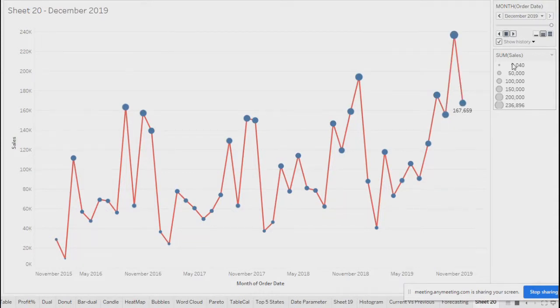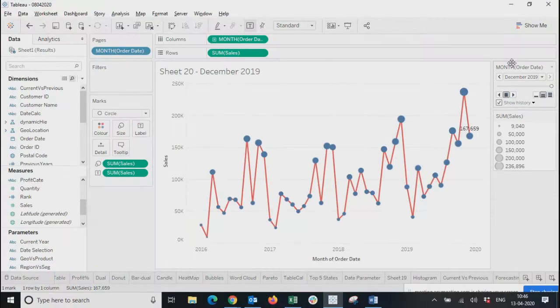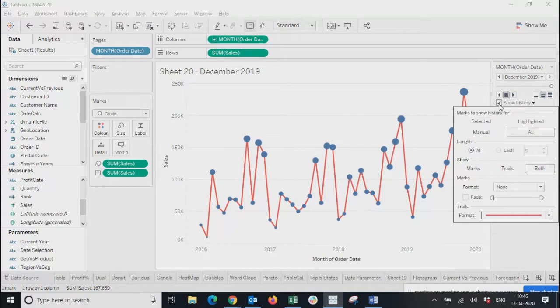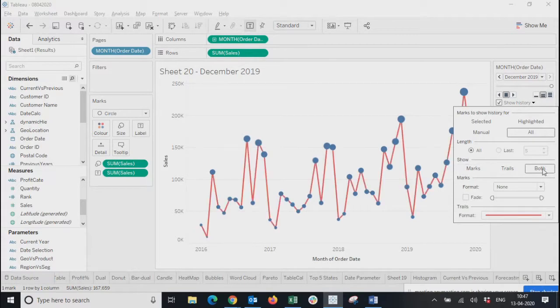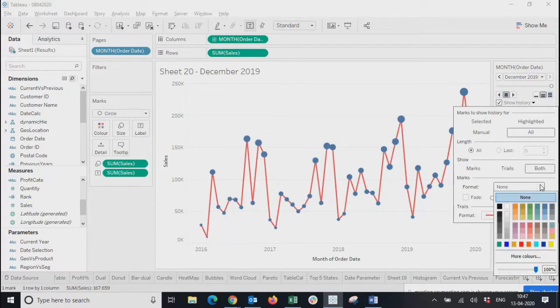Okay, so over here, when I drag these fields, this control appeared, right? Now onto this control, if you see show history, and here we have marks, trails. I've clicked show both. If you say only trails, the dot will not be there. If you say marks, the trend will not be there. If you say both, both will be there. And then you can do the formatting whichever you want.